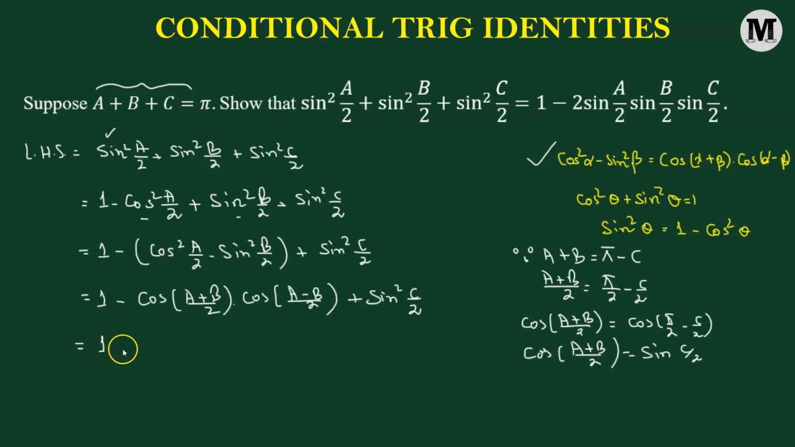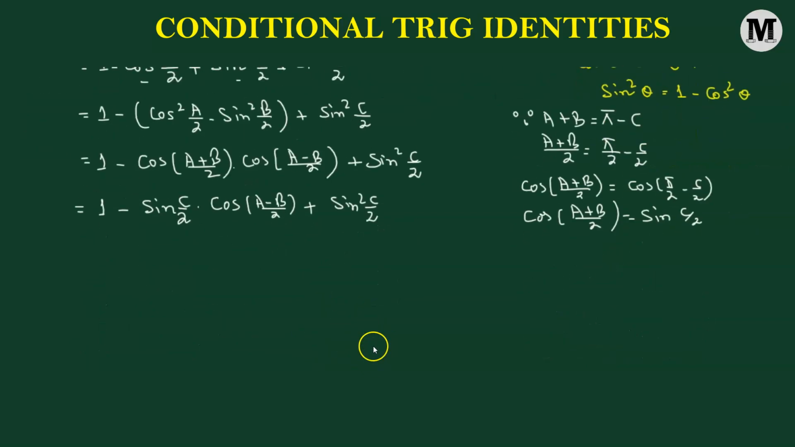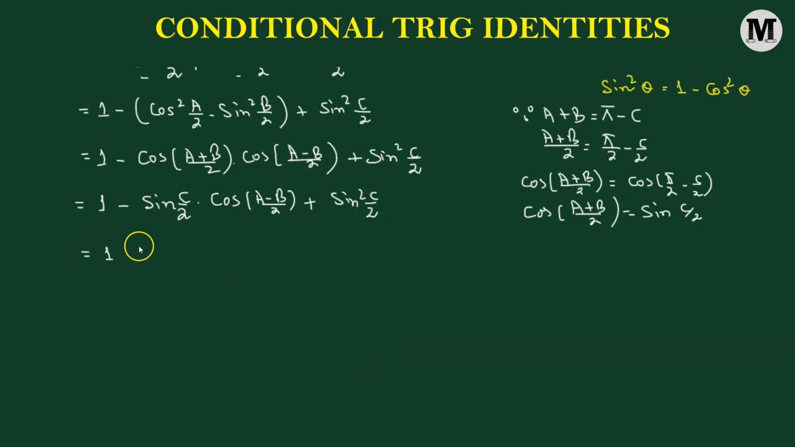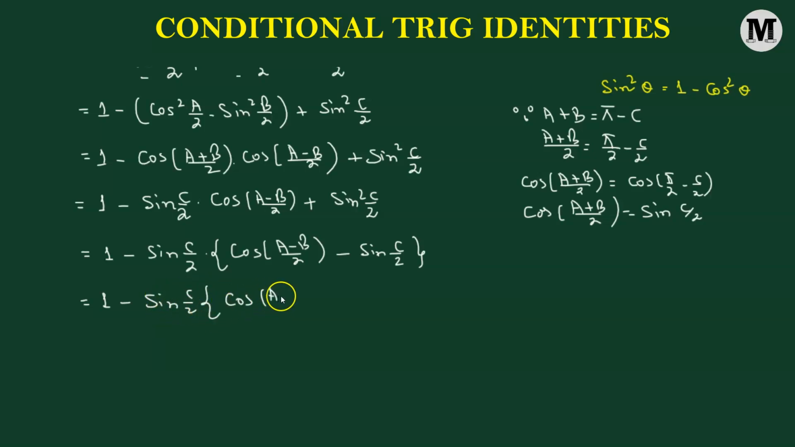So now what we have is 1 minus, and instead of cosine of a plus b over 2, we replace it with sine c over 2 multiplied by cosine of the angle a minus b divided by 2, added to sine squared c over 2. So now we have 1, and here we need a negative sign, so we take negative sine c over 2 as the common factor. That means this is going to get multiplied by cosine of a minus b over 2 minus sine of c over 2, since we have taken negative as the common factor. Now we have 1 minus sine c over 2 multiplied by cosine of a minus b over 2 minus sine c over 2.